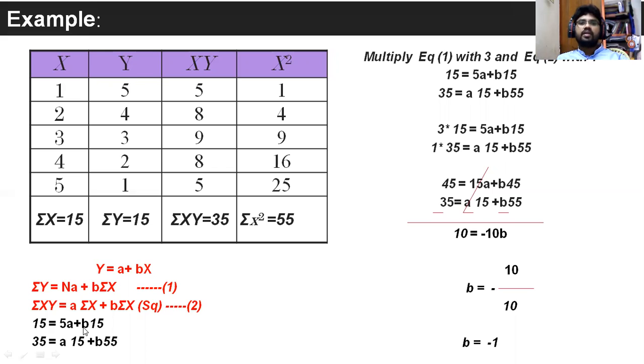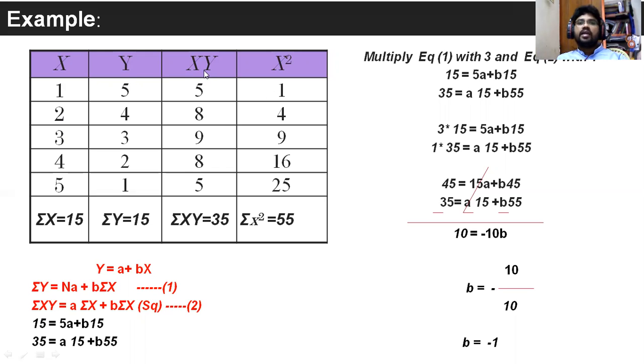So I put b, sum of x. When you have x values also the same, 1, 2, 3, 4, 5, when you have these 5 values, you will get 15. So that's why b 15, or 15b. We can mention 15b or b 15, no problem. Then here sum of x into y. These are the capital values. Sum of xy, so sum of x nothing but x into y.